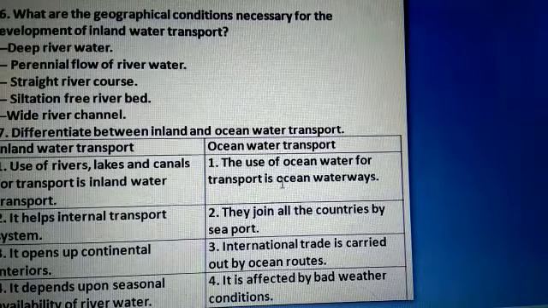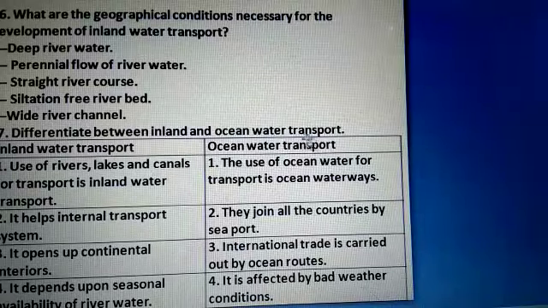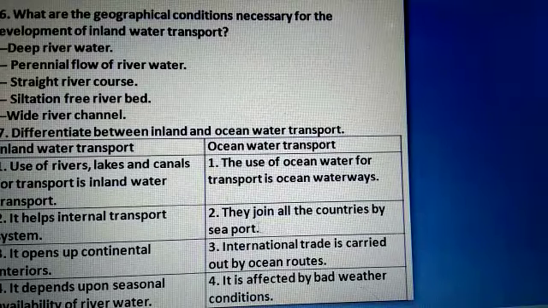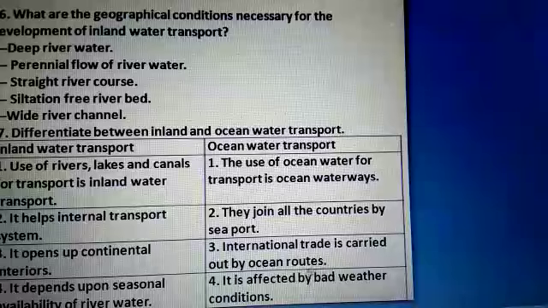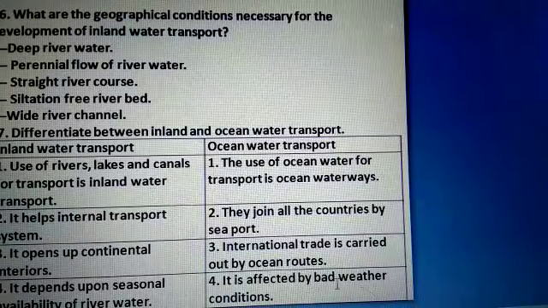Then here, ocean water transport: use of ocean water for transport. They join all the countries by seaport. Then international trade is carried out by ocean routes. Then it is affected by bad weather conditions.